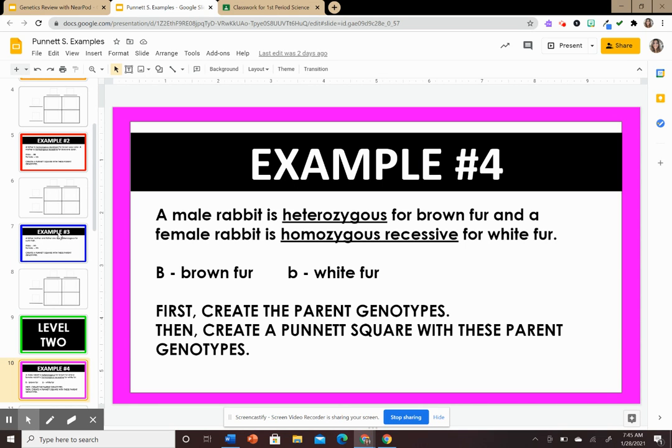It says a male rabbit is heterozygous for brown fur and a female rabbit is homozygous recessive for white fur. So we know that we're going to be using the letter B. Big B is the dominant trait, and that's for brown fur, and little b is the recessive trait, and that's for white fur. So first we have to create the parent genotypes. The male rabbit is heterozygous. I remember that heterozygous means 2 different alleles, 2 different letters. So I know that male rabbit got a big B, or a brown fur allele, from one parent, and he got a little b, or a white fur allele, from one parent.